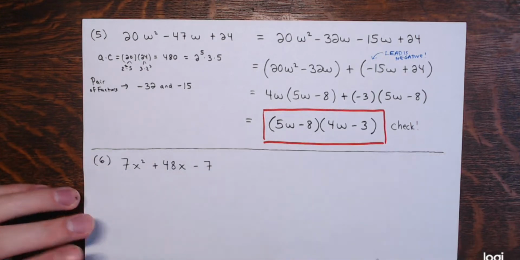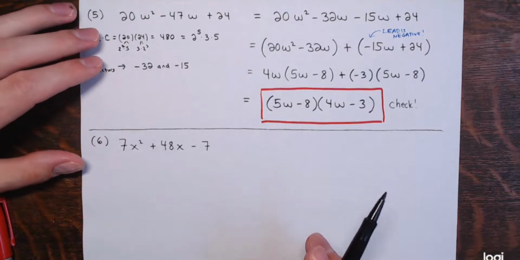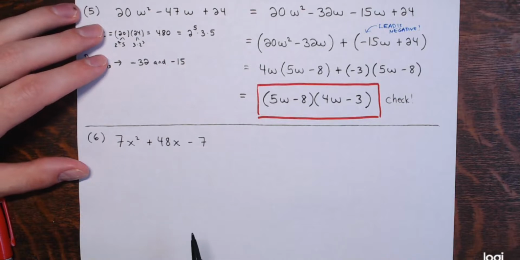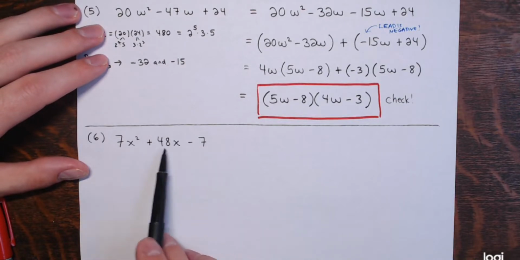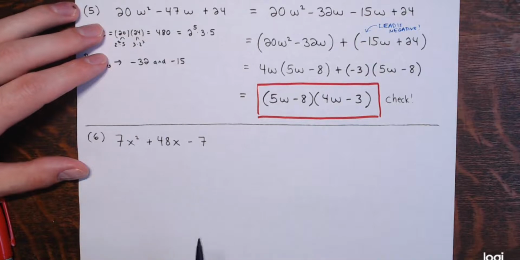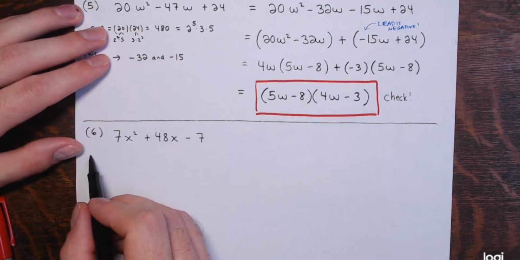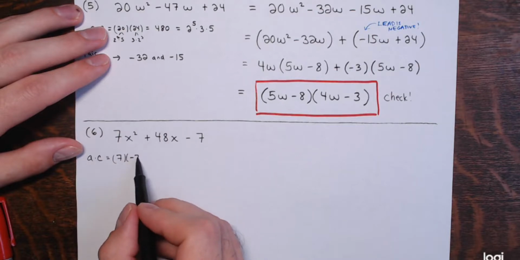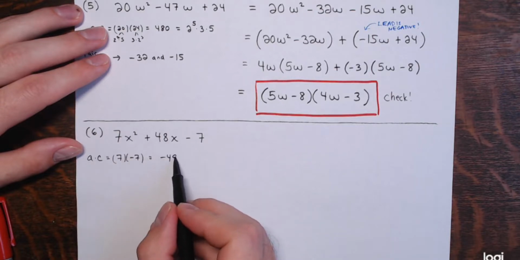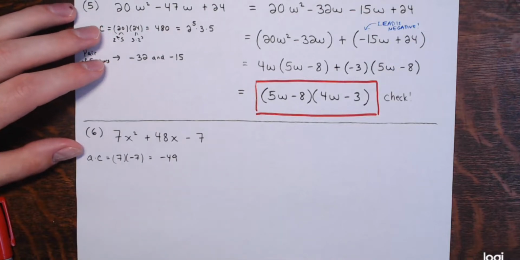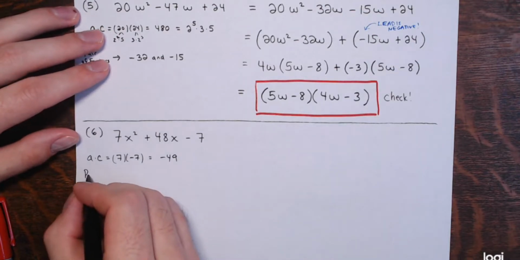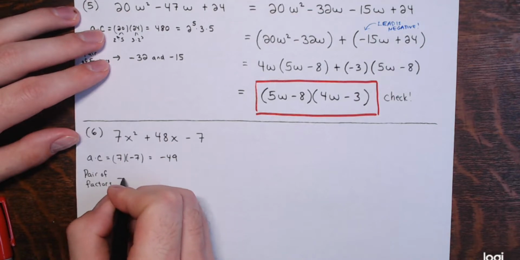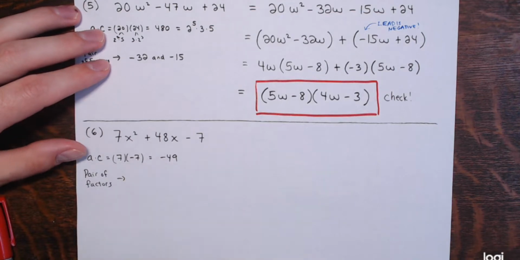So next question, same steps. I'm doing the same steps every single time. 7x squared plus 48x minus 7. Alright, so first I look at all the terms. There's no GCF other than 1, so I'm not pulling out a GCF. Alright, then I do the lead coefficient times the constant, right? 7 times negative 7 is negative 49. Right? And then I'm looking for a pair of factors of negative 49 that add up to positive 48.